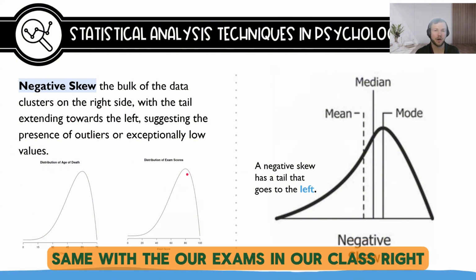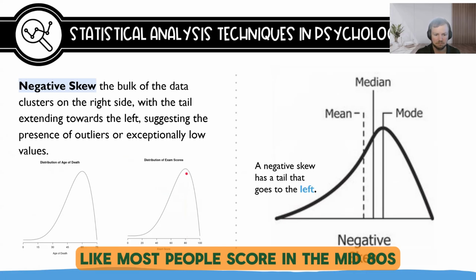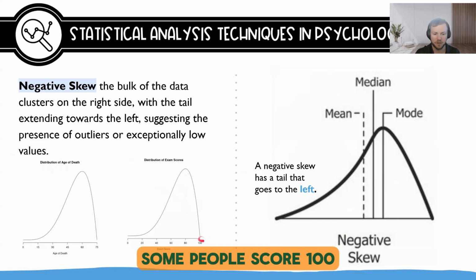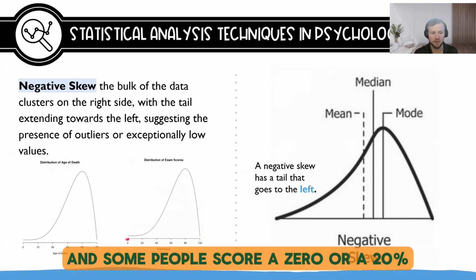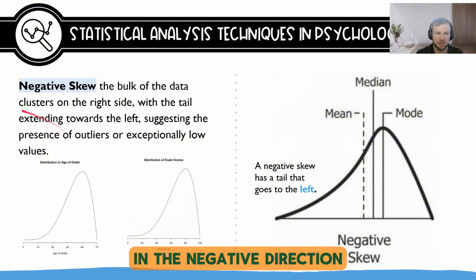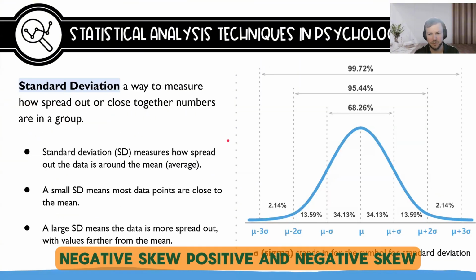Same with our exams in our class, right? The tests in our class, like most people score in the mid 80s, which is great. That's wonderful. Some people score 100, and some people score a 0 or a 20%, and they're pulling the average to the left in the negative direction. It's a negative skew. They have low outliers, negative skew, positive and negative skew.